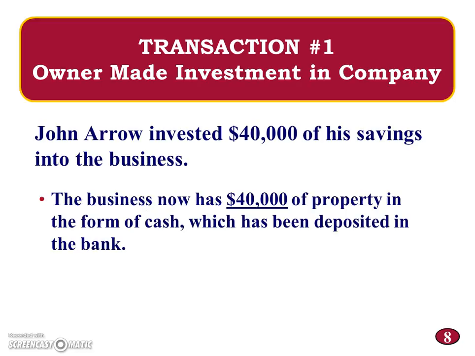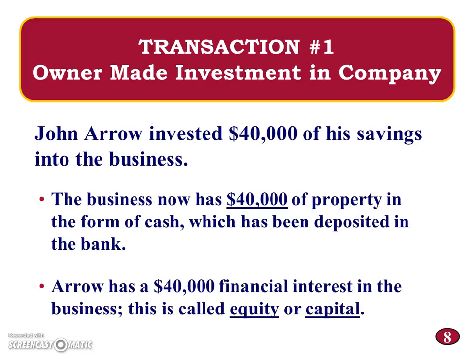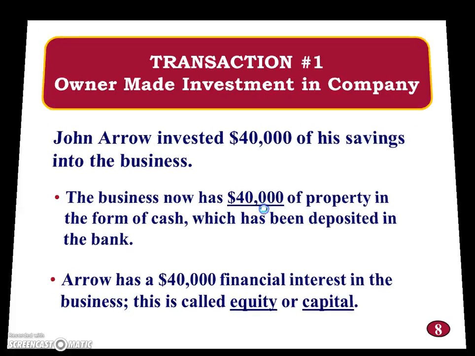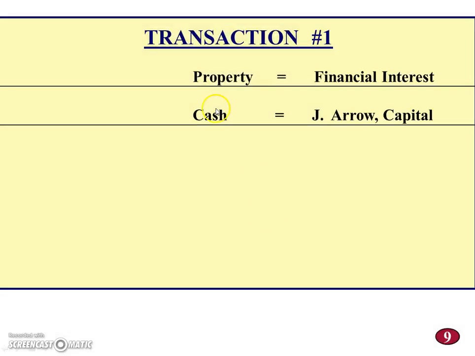Says, great, I'm going to make sure that I seed the money, I fund this business, I invest 40,000 of my value in the form of cash. Remember, cash is very, very liquid. I'm going to put that in the bank. So then what you see is the value of the business is 40,000. That's his equity, and the business itself has 40,000 in the asset column or as property. So what you see here is the property is the cash, the financial interest is John, and it's his capital.